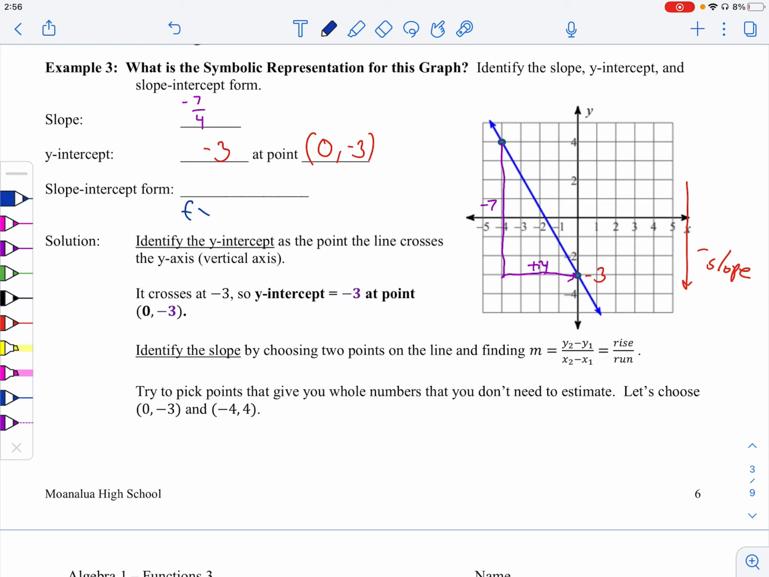Our slope-intercept equation, again, f of x equals mx plus b, and we're just going to match these up again. So our slope, negative 7 over 4, the x next to it, and our b value is negative 3, so we just put minus 3 for negative 3, and that's our equation. That's it.